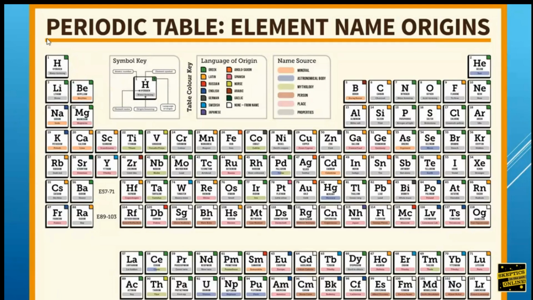And here you can see the names and origins of every single element on the periodic table, and they are all named after minerals, mythology, a person, a place, including an astronomical body, or a property of that element. And astronomical body is quite important because Neptunium and Plutonium and Uranium are all named after the planets. They are not named after the gods.